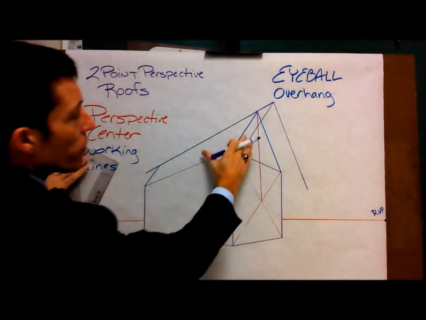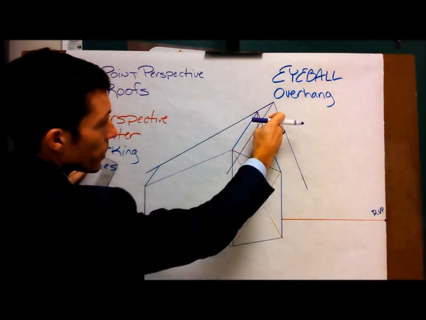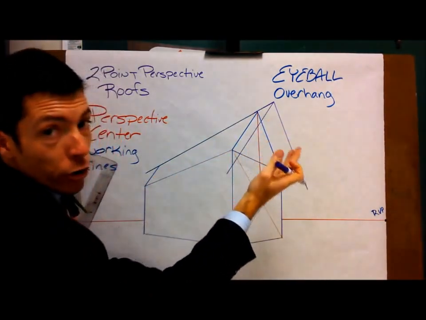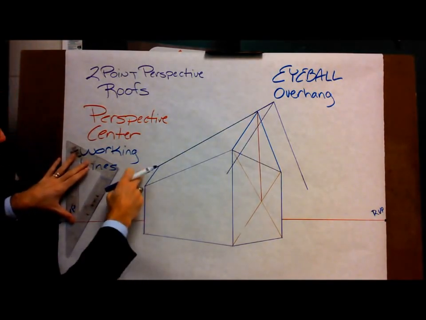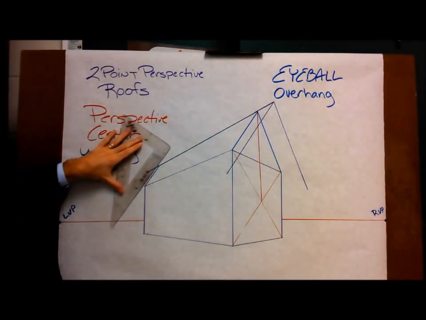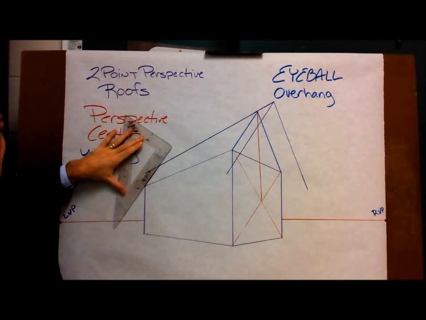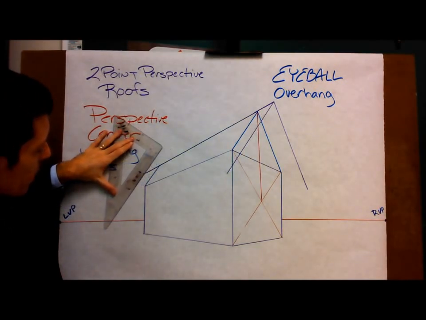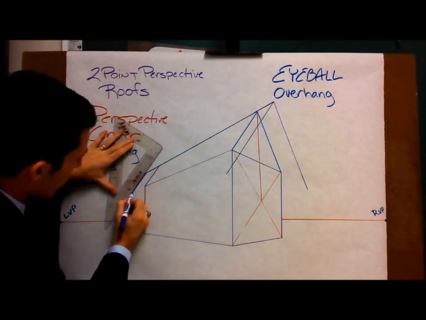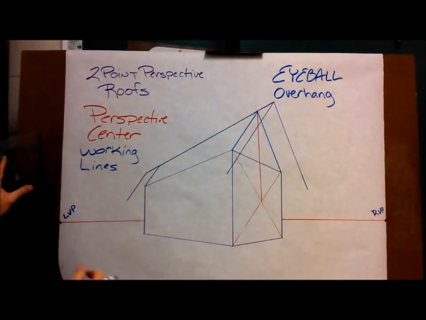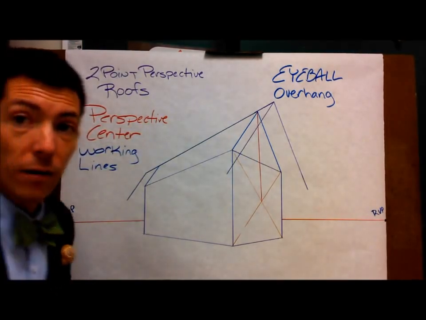Okay, so now we've got a side of the roof. This is the underside of the overhang. And now back here, I'm going to repeat that. Line it up, slide it back here, and drop my line in. So now I have the overhang on here.